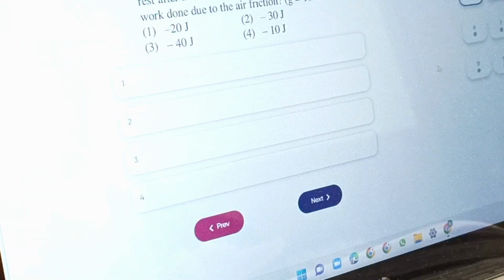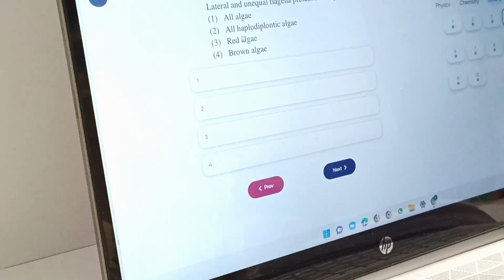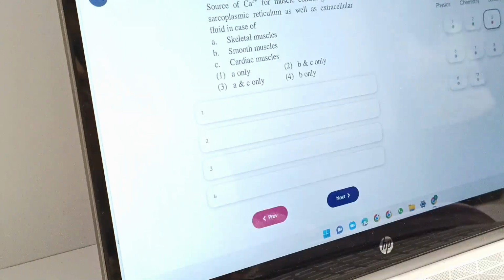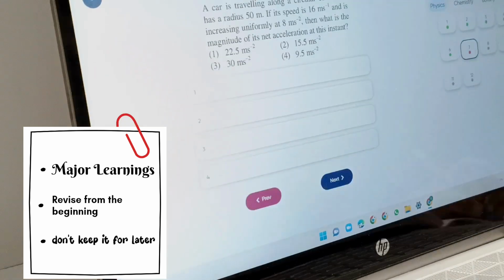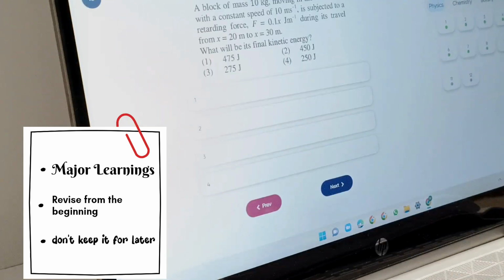NEET or any exam. Last year I had started my revision after completing the whole 11th standard. So when I started revising it, I was forgetting many things and it took a lot of time to complete it.